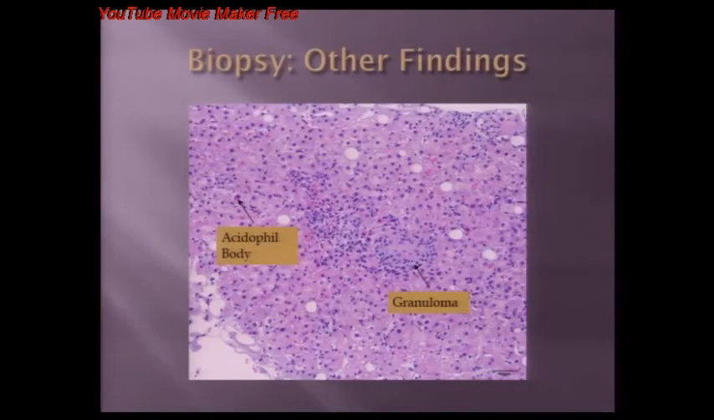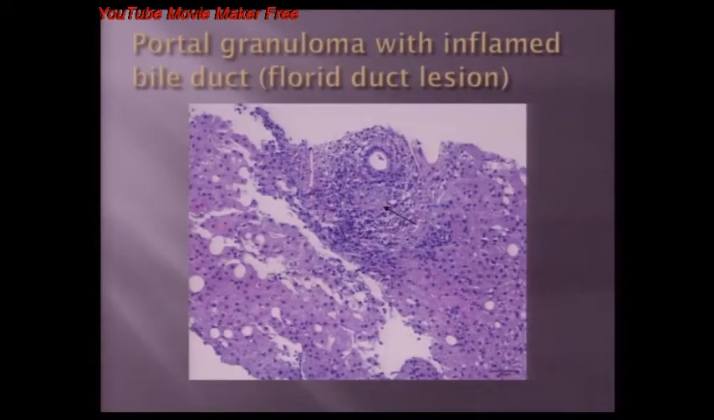Also, within the lobule, there was a bit of lobular damage. We had an acidophil body here. We had a granuloma there. In the second portal tract in this tissue, we had another small granuloma causing damage to this bile duct.